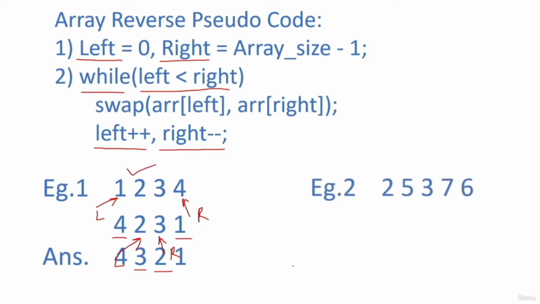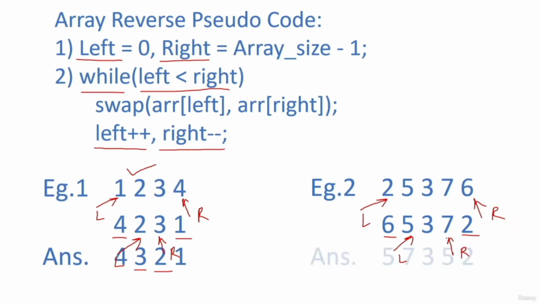We will see one more example which contains an odd number of elements: 2, 5, 3, 7, 6. So we will do the same. Left pointer here, right pointer here, and we will swap the elements 6 and 2. They got swapped. Then we will increment the left pointer, decrement the right pointer, and we will swap 5 and 7. Now the left pointer and right pointer will be here. So the condition for our loop will get violated and 3 is going nowhere. So this is our answer.